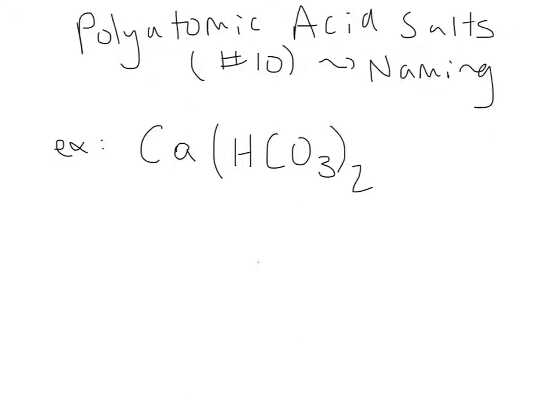Alright, so to name polyatomic acid salts, the pattern here is that you should see a hydrogen next to the polyatomic ion. So it's HCO3, and that's what makes something a polyatomic acid salt. You've got your metal, you've got hydrogen with the polyatomic ion. So the first thing I would do is I'd name the metal. So the metal is calcium.